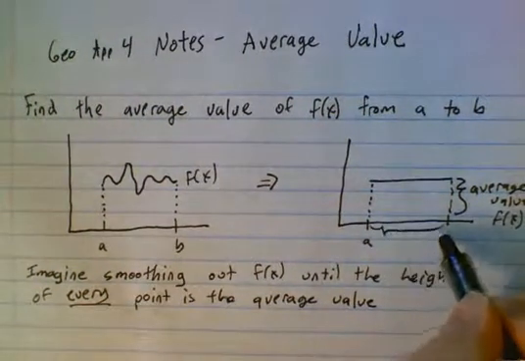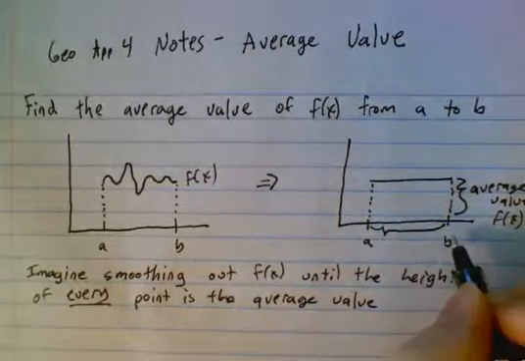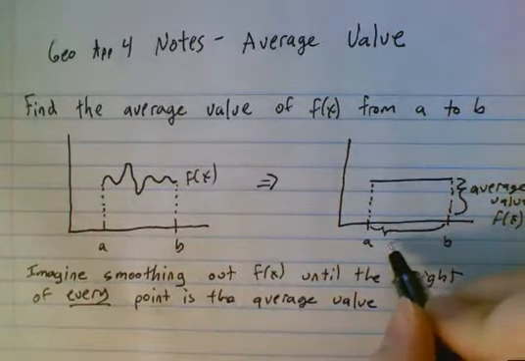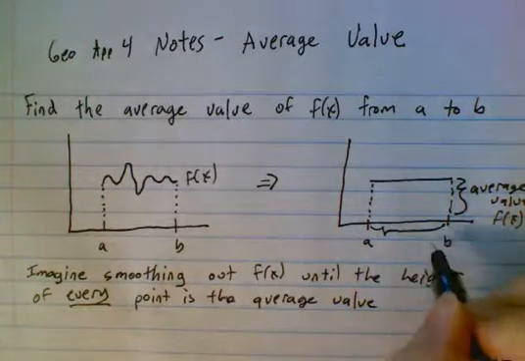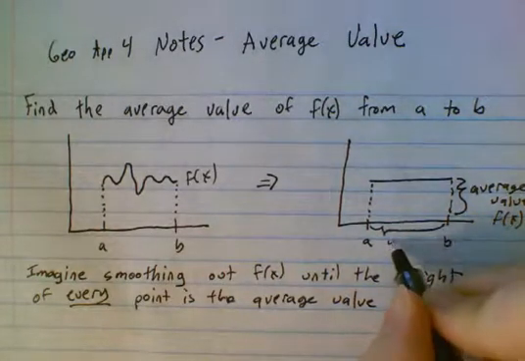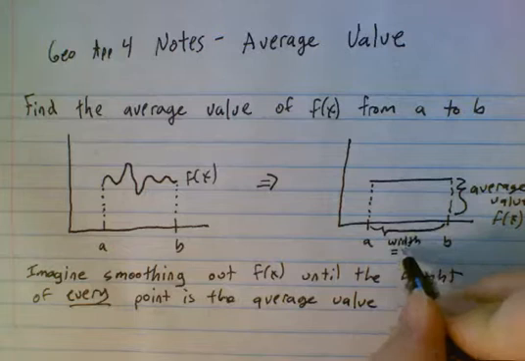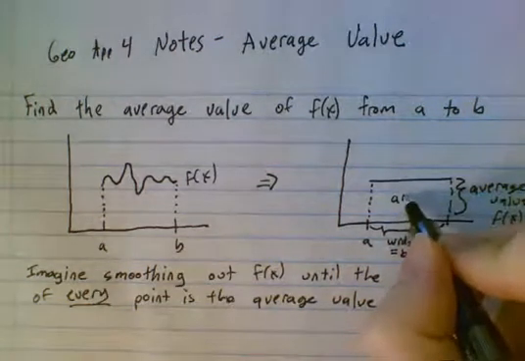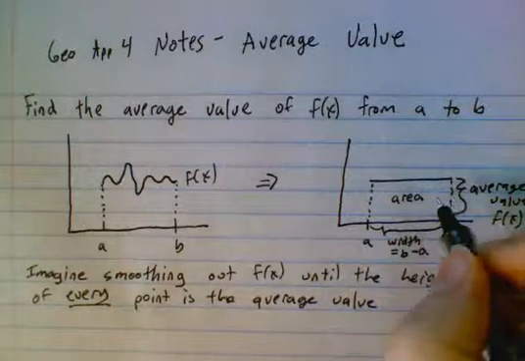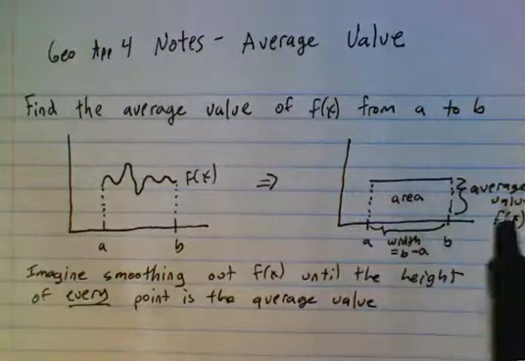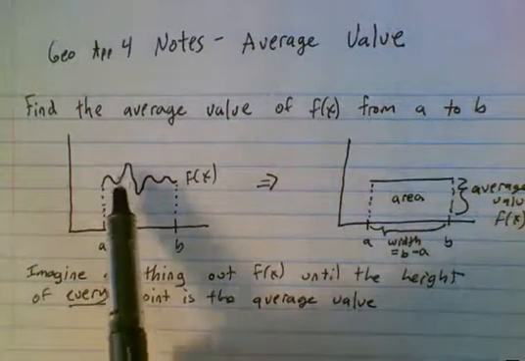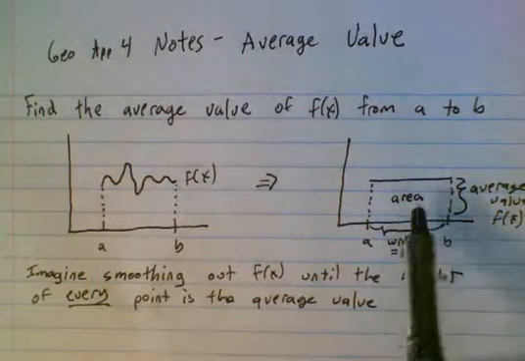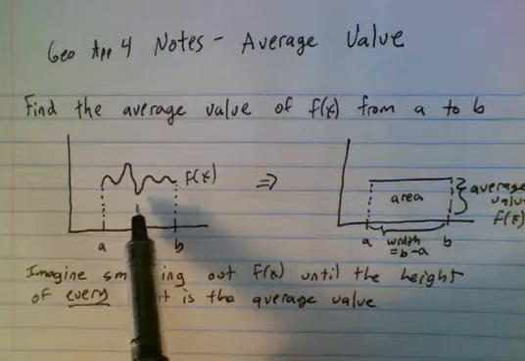And this right here is the width of the rectangle. The width of the rectangle is just the distance from a to b, so it's b minus a. And then up here we have the area of the rectangle. Now it turns out, because we made some of these shorter and some higher and smoothed it out, this area right here is exactly the same as this area right here.